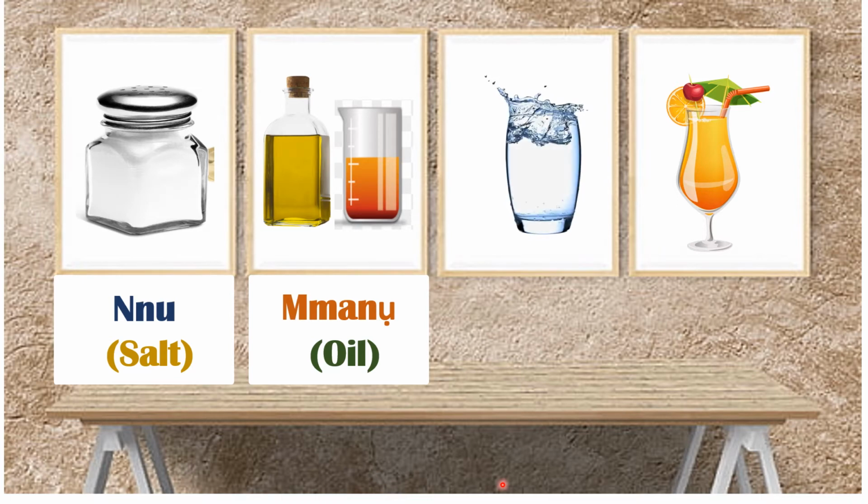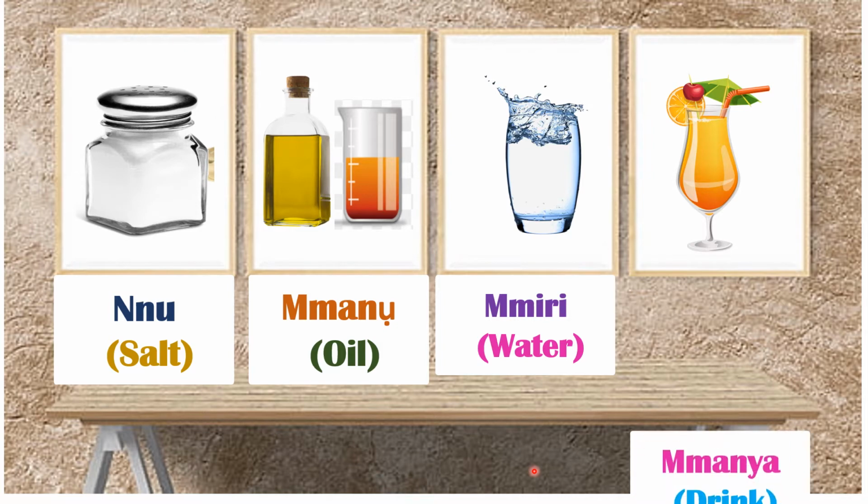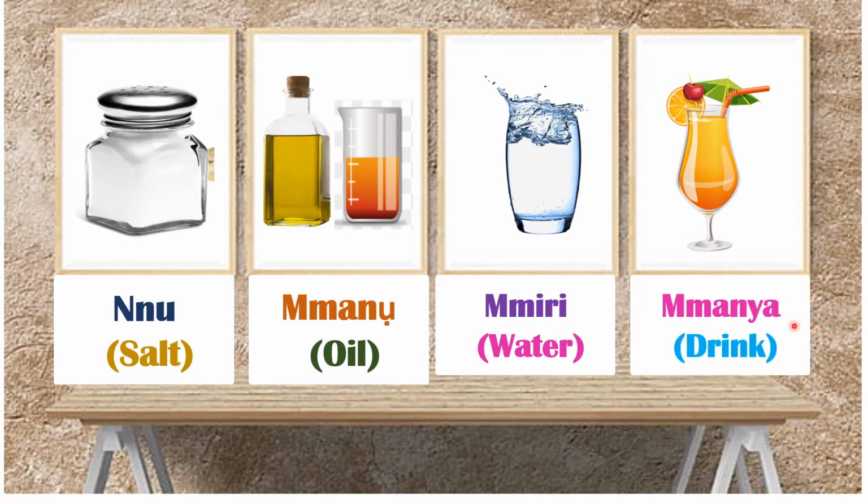Also, we have water. Water bụ mmiri. Mmiri bụ water. We also have drinks. So the general name for drinks bụ mmanya. Mmanya bụ drink. So whether it's beer or it's juice, whatever it is, or wine, they are all generally known as mmanya.